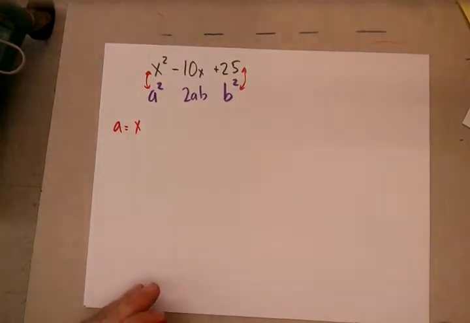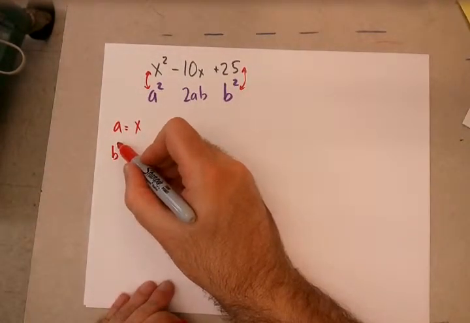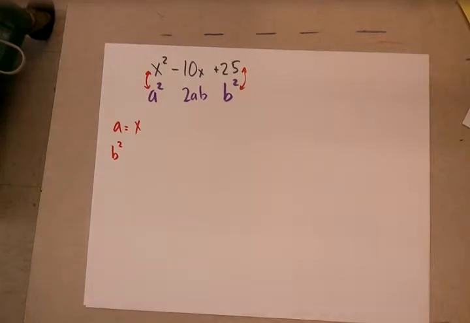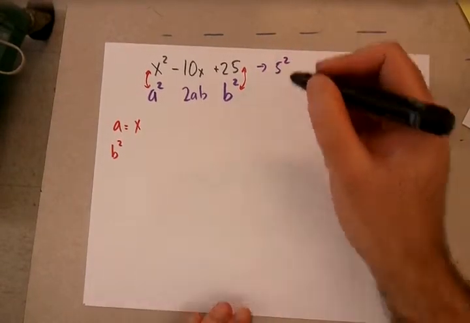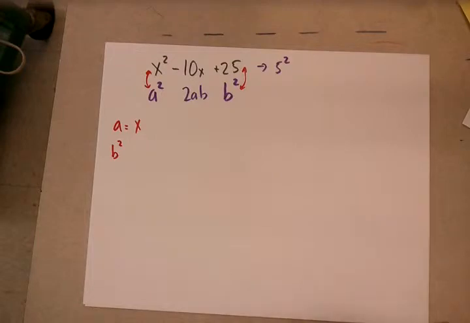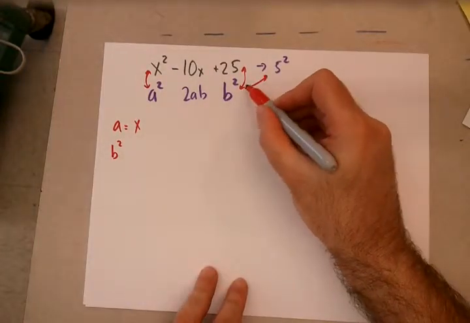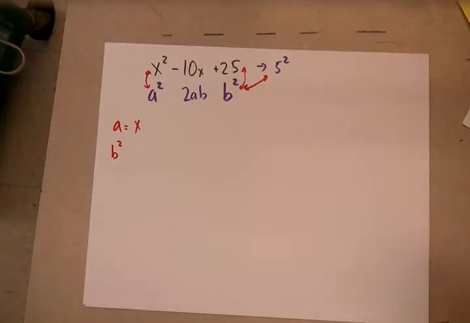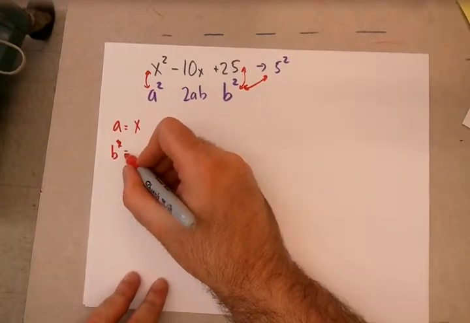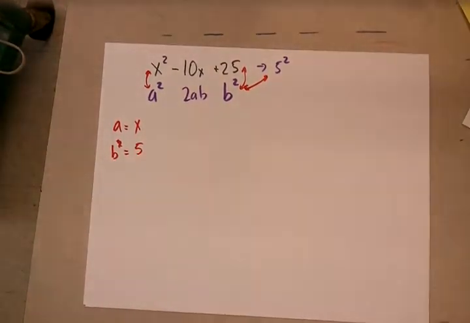What about our B? If the B squared corresponds to a 25, well, we know that you can write the 25 as 5 squared. Same correspondence, but now if the B squared is 5 squared, then the B is just the 5. Sorry, without the square. Good. So now we have our A and B. Perfect, that's half the battle.